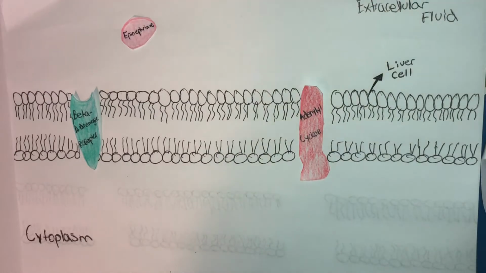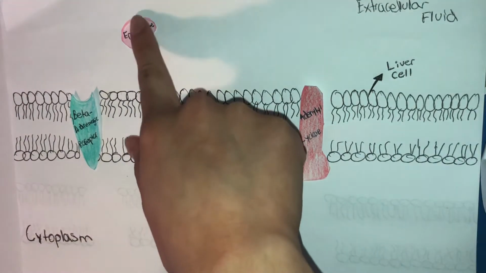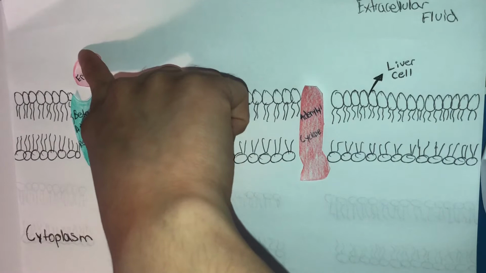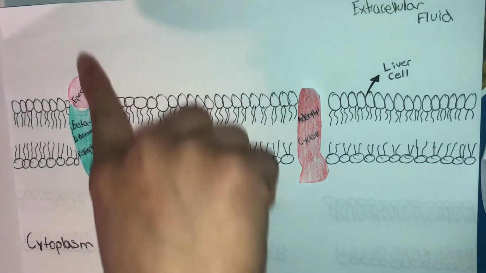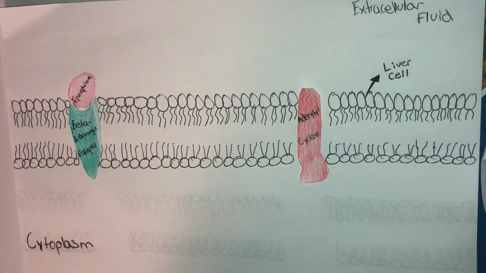Once epinephrine has reached the liver target cell, it's going to be received by the beta-adrenergic receptor. Because epinephrine is a ligand, it's not going to be able to cross the plasma membrane on its own. This is called reception because the receptor is detecting the signal molecule epinephrine. The receptor then goes through a conformational change due to the signal molecule epinephrine.